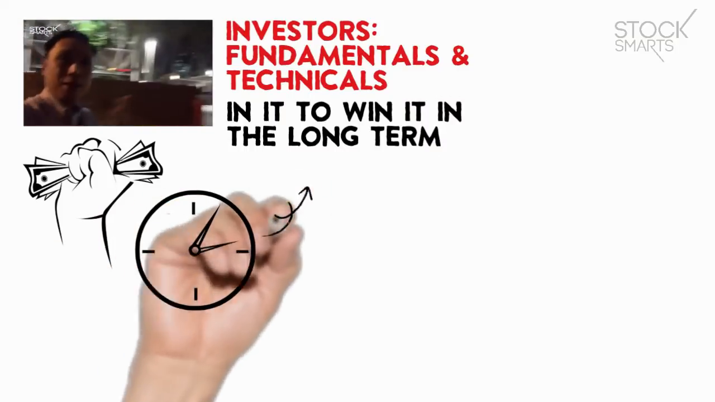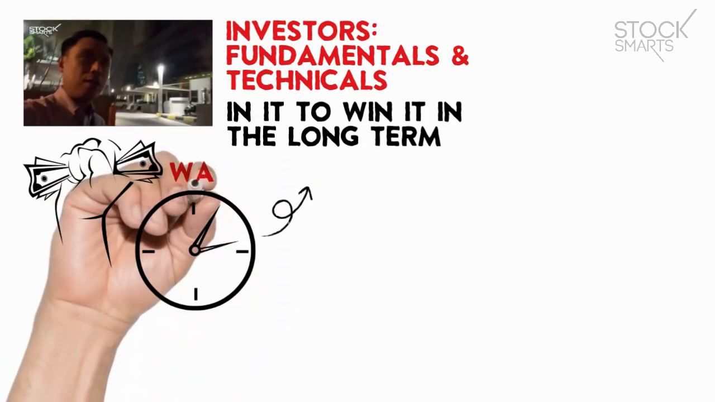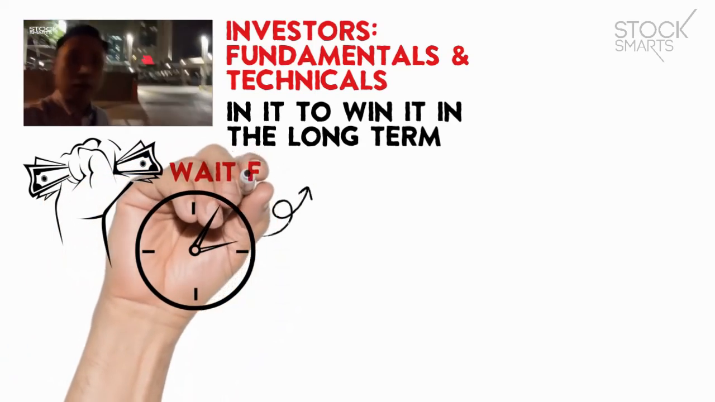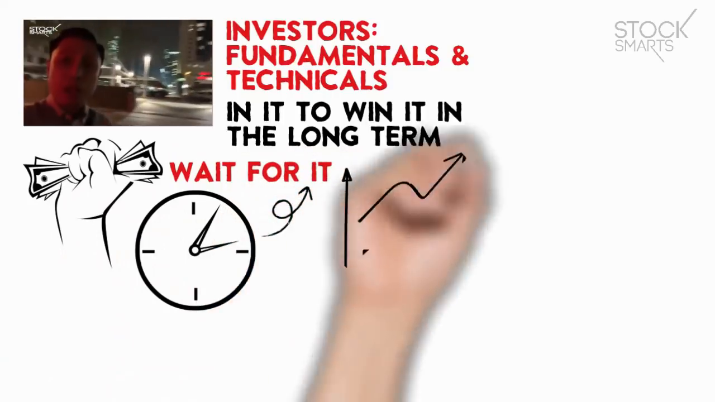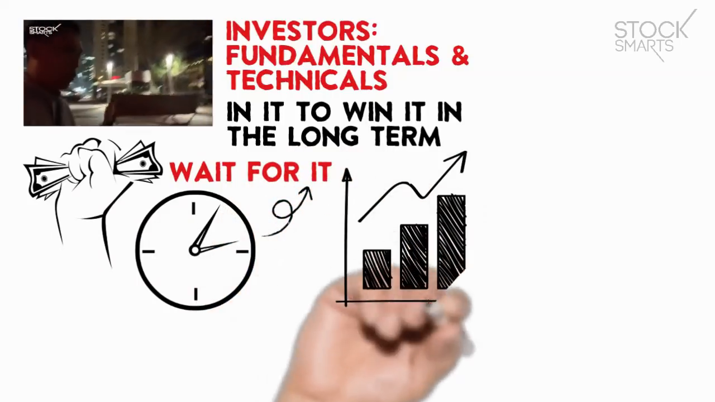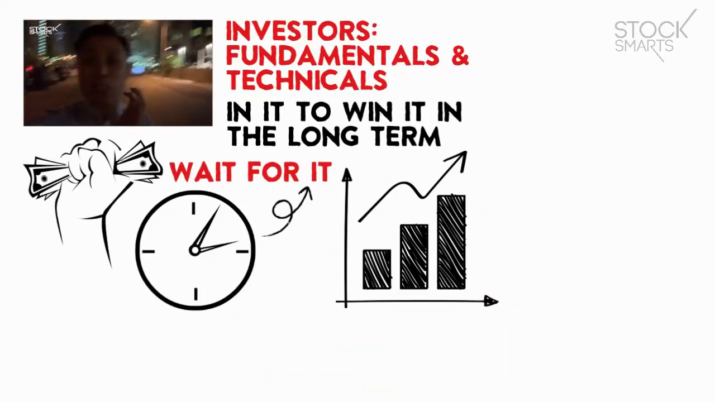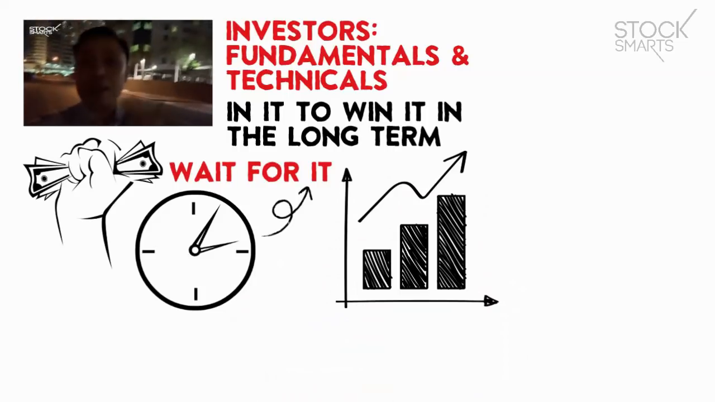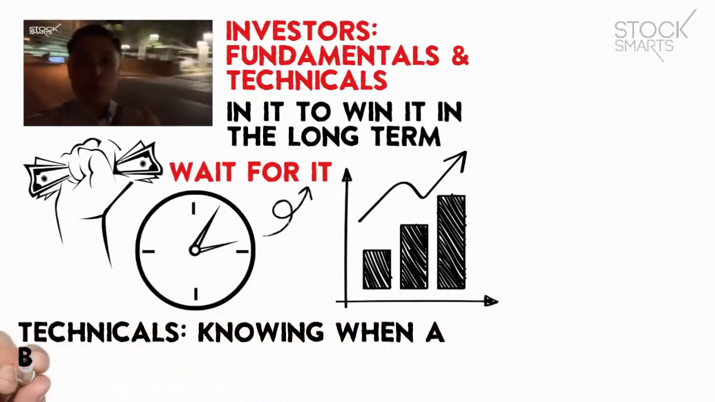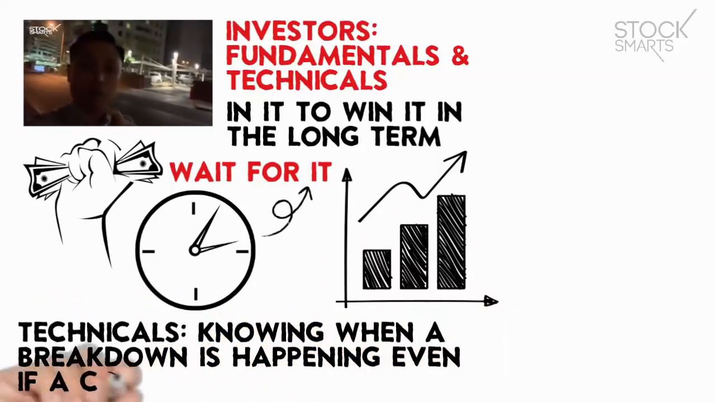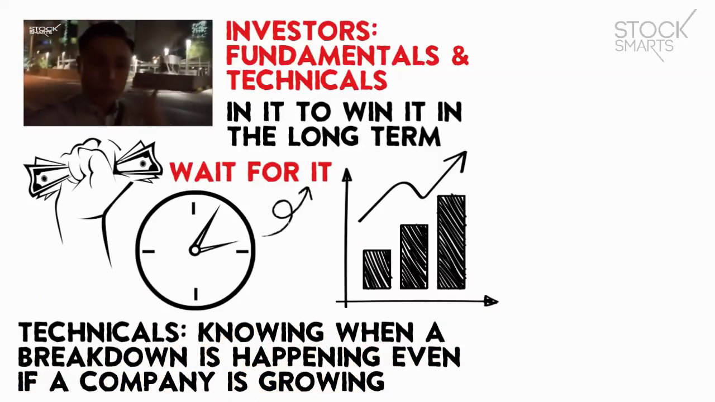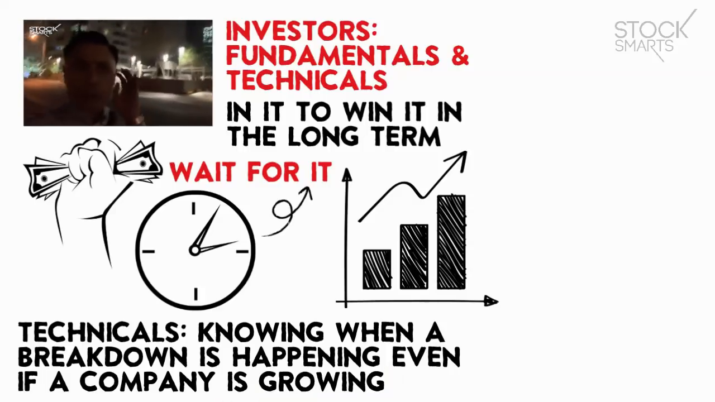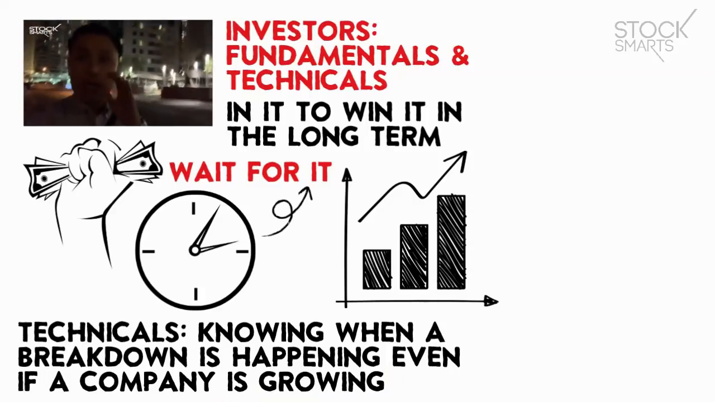But again, there's a technique also of timing, meaning you don't just come in when the market is down. You wait for it also, that you don't want to catch a falling knife. The technique there is also when stocks start to break down, you can make use of technical analysis. The advantage of people who know how to use technicals, even if they're investors, is you have an element of knowing when a breakdown is happening.